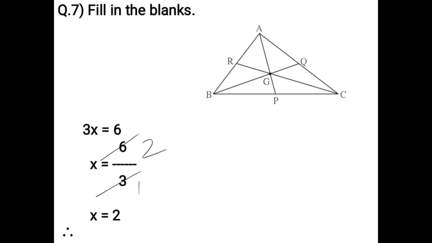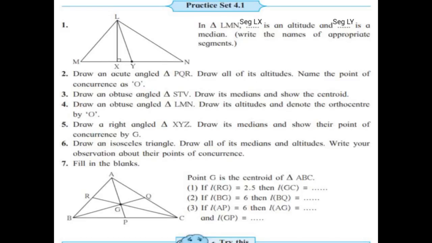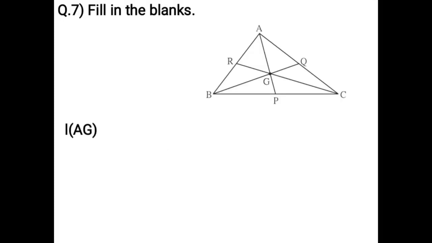Therefore, length of GP is equal to 2. Now I will find length of AG. Length of AG, what have I taken? 2x. Length of AG is equal to 2x, that is equal to 2 into 2. You have to take the value of x is equal to 2. After solving an equation sum, the x value you got, that value you have to substitute. When a number and a variable are together, you have to use multiplication. That is 2 into 2, that is equal to 4. Therefore, length of AG is equal to 4.